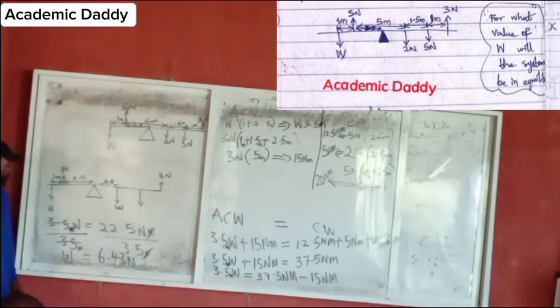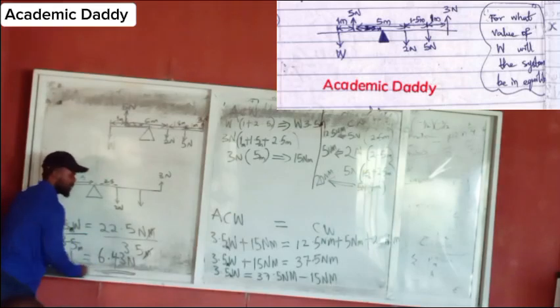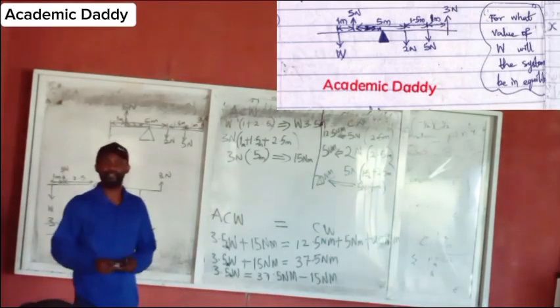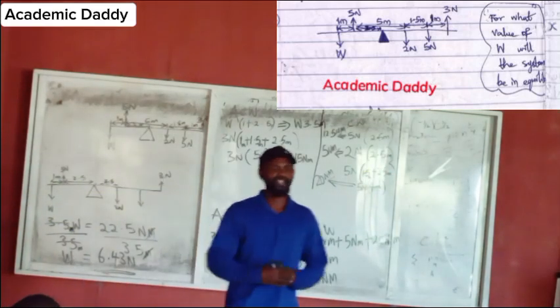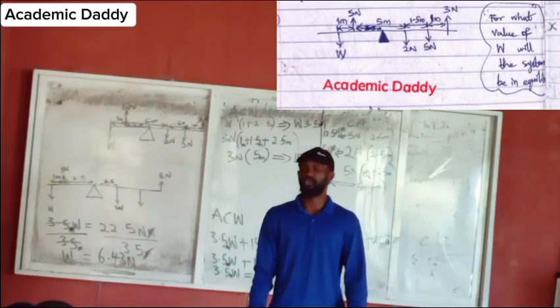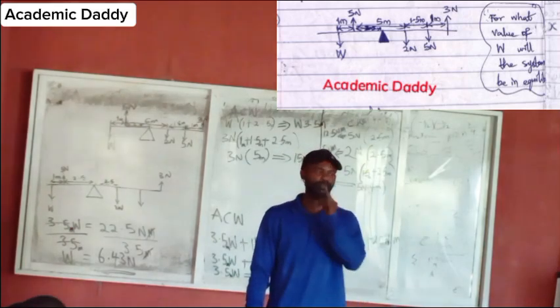6.43 Newton. So that will be my final answer. You got 6.43. Let me see. Sharp. It's very good. That means everybody's understanding this. I'll give you one to solve for me.